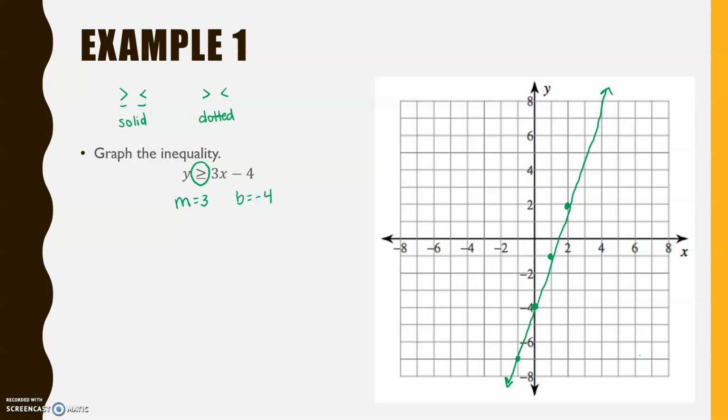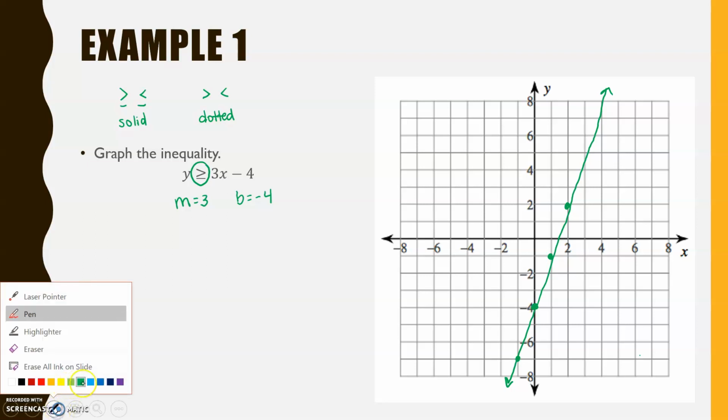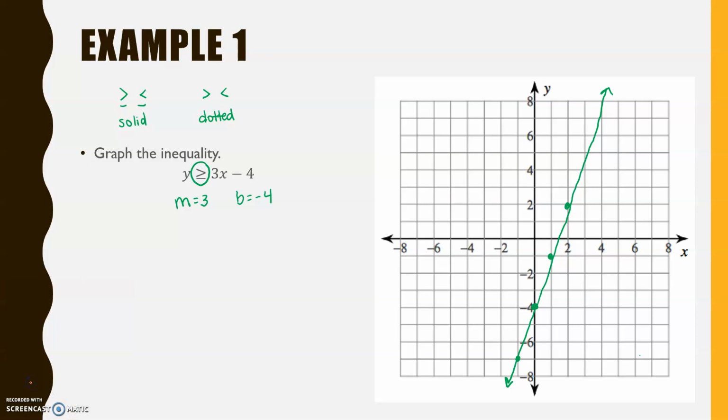When it comes time for shading, there are some people who try to come up with tricks for which side you should shade on, but I really don't like using any of those because too many mistakes get made. The best way to do this, and the way that I will expect you to do this, is that we're going to pick a test point. This can be any point that is not on the line. If 0, 0 is available, I usually choose that one just because zeros are easy to work with.